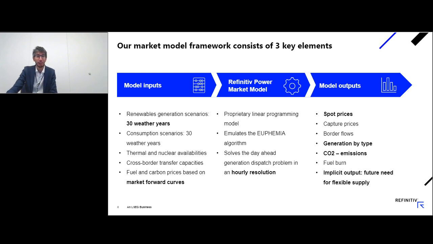And as an implicit output, we have also the future need for flexibility, because basically this is not a capacity model, this is a dispatch model. So we model the dispatch with the stack which we have now, and which we know will happen. So with the renewable targets, the coal, lignite and nuclear decommissioning, which we know. And then we will see if we manage to meet the demand or not for each individual hour, for each individual weather scenario. And based on that, we calculate the need for flexibility, which we will also discuss more in detail in this presentation.